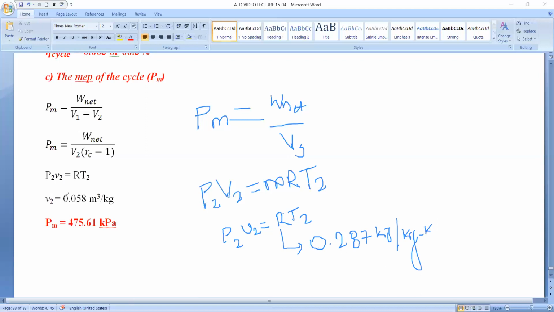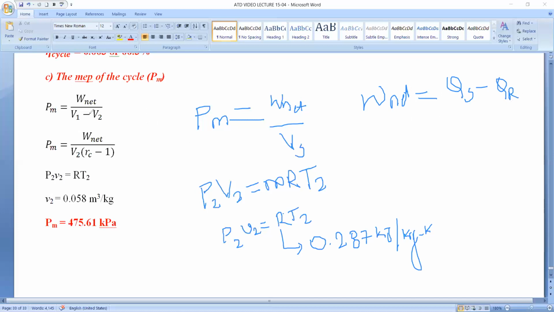Now, after getting the value of V2, that is 0.058 meter cube per kg, substitute all the values in this equation. W net is the difference between Q1 and Q2, or heat supplied minus heat rejected. So you'll get the value of W net. Both the values you know.